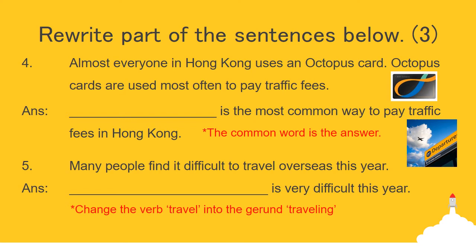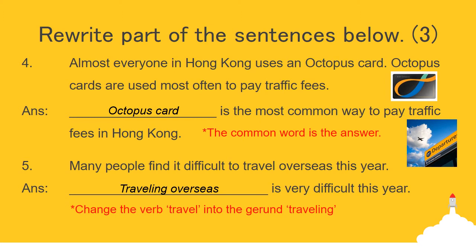The answers should be quite obvious for both sentence number 4 and number 5. So the rewritten sentence of sentence number 4 would be, octopus card is the most common way to pay traffic fees in Hong Kong. And as for sentence number 5, traveling overseas is very difficult this year.